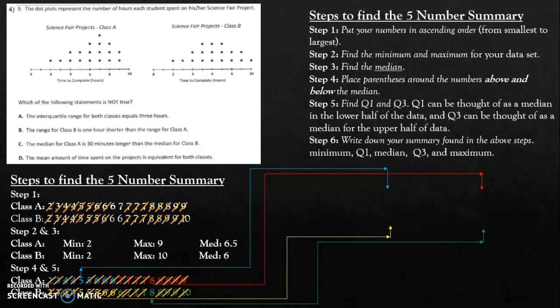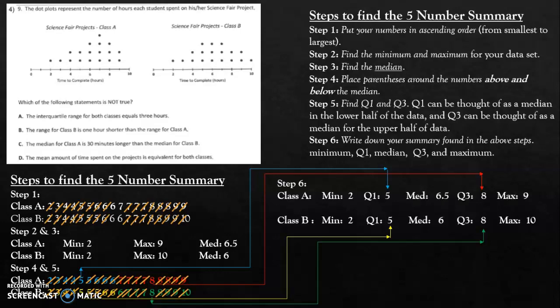Now that I've done this, now I have to write down my so-called 5-number summary. So this 5-number summary is going to be the minimum, the maximum, quartile 1, quartile 3, and my median. So I've essentially solved everything that I needed from this information. That's my step 6. Okay, so notice how my quartile 1 from data set A was 5. My quartile 3 for data set A was 8. For class B, my quartile 1 came out to 5, and my quartile 3 came out to 8. So you need to have this information down.